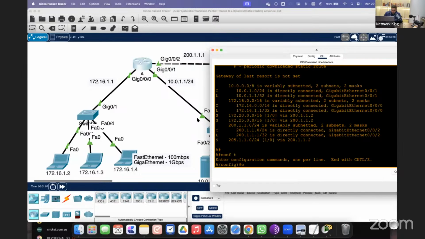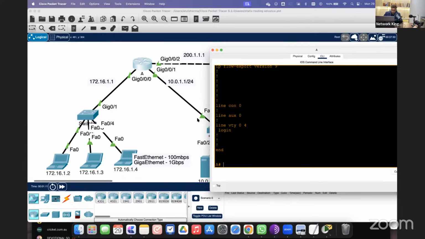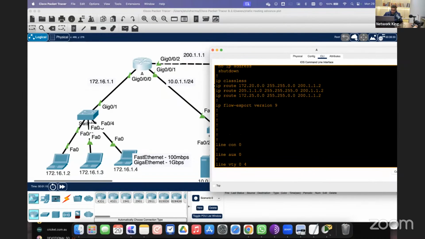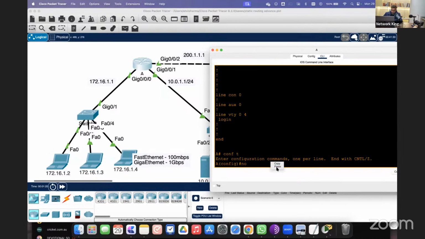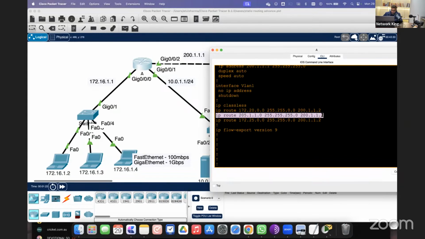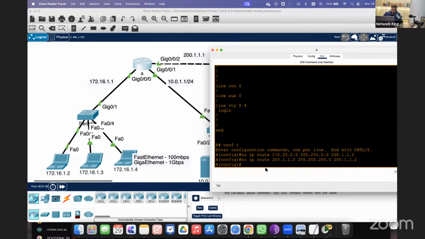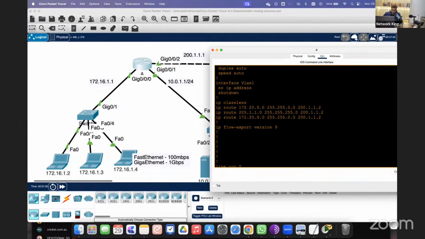So what we can do here is remove that. Go to show running and just give the no commands. I'll give you this lab for testing if you want. Just remove all the static routes because we have to configure EIGRP. If you do not remove them, then EIGRP routes will not show because static has a better AD value, right?